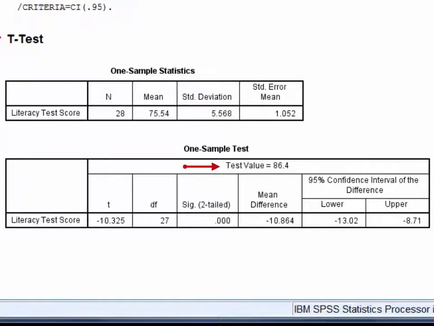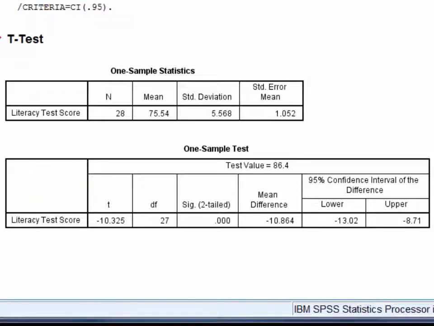At the top of the second table, the test value of 86.4 is displayed. This is the value that we're comparing the sample mean with. Always check that this figure is correct before reading the rest of the table. So next, reading across the table from left to right, we have the results of the t-test, which is statistically significant because the two-tailed significance level is less than alpha, which we typically set at 0.05. This allows us to reject the null hypothesis for the one-sample t-test, which is that there is no difference between the sample mean and the test value.